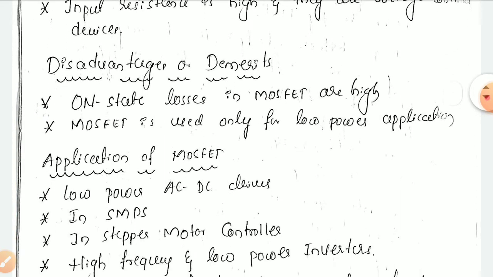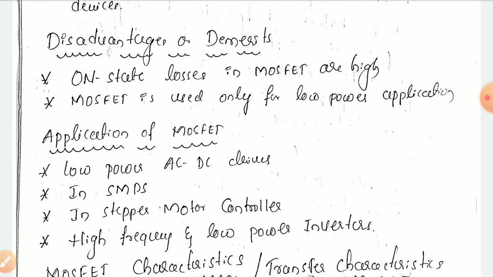If there are advantages in any circuit, there are some disadvantages also. The on-state losses in MOSFETs are high. When the MOSFET is in the on state, the losses are a bit high. Then, the MOSFET is used only for low power applications. For higher power applications we have to go for the IGBT or silicon controlled rectifiers, etc. So only for low power applications is the MOSFET used. Those are the disadvantages of the MOSFET.